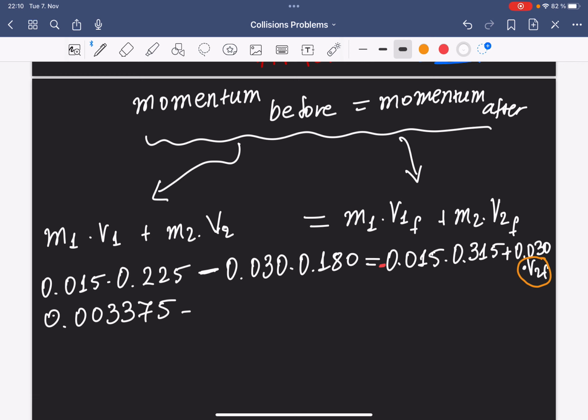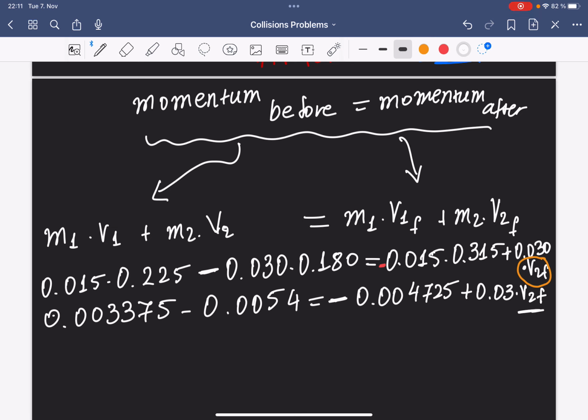So 0.03 times 0.18, and this should be this number. I repeat, please redo the calculations. The next one is going to be 0.015 times 0.315. Yes, with a negative. Let's be very, very careful with this one. Plus this number that is not changing because the V2F is still the unknown.